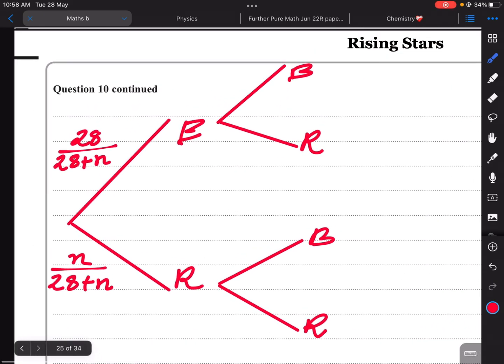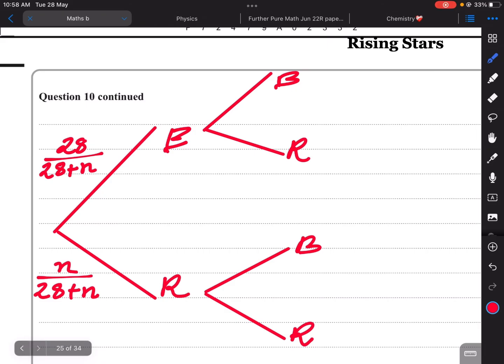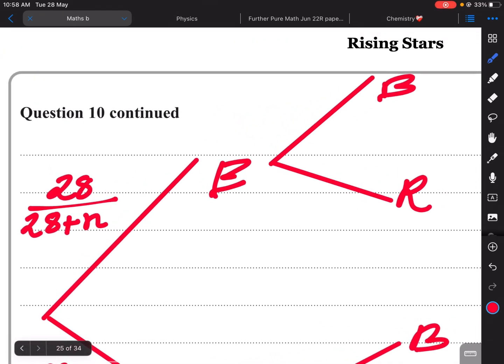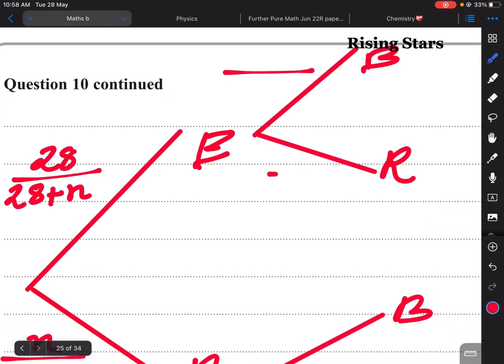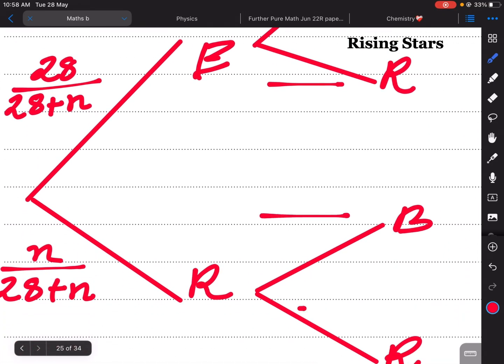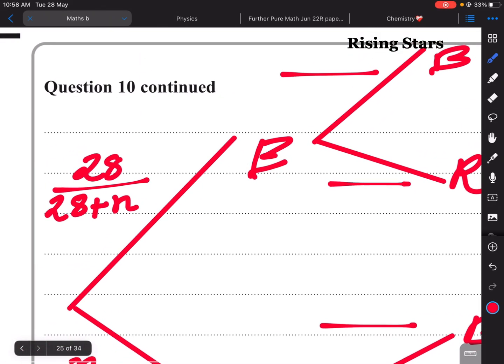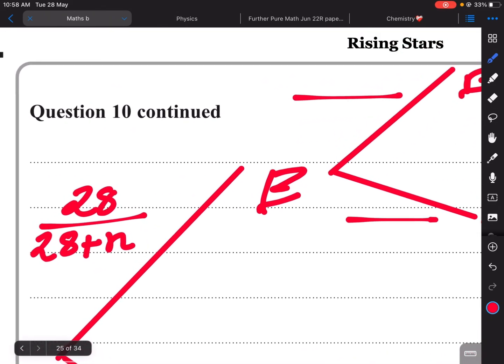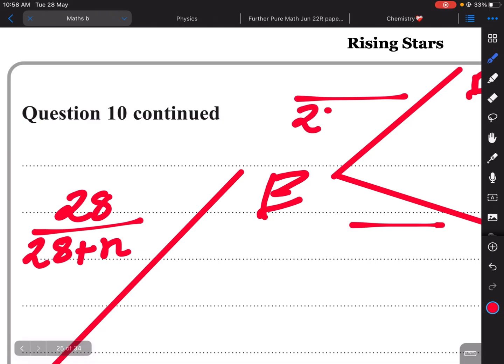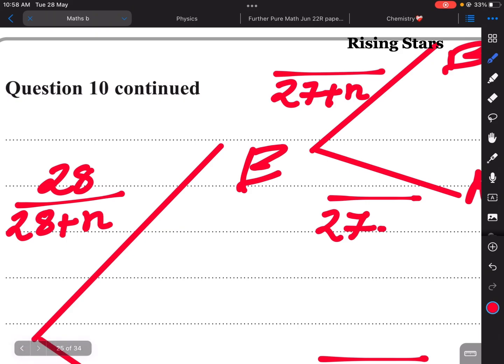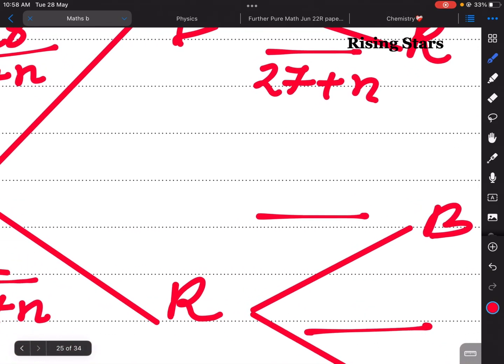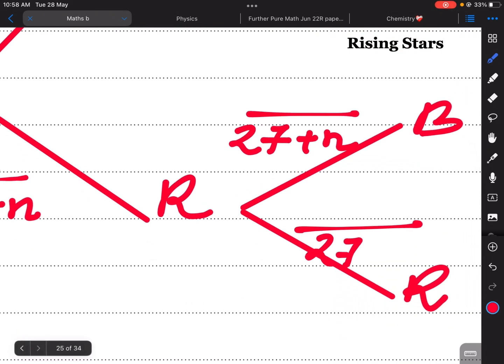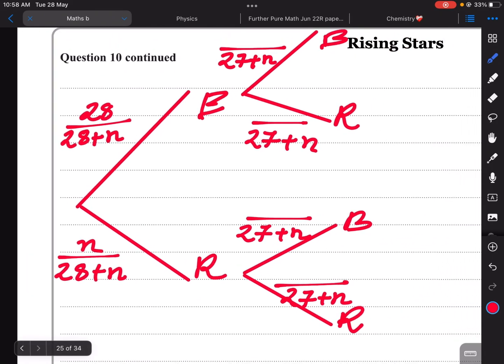After the first pick, as we were discussing, one bit is removed, so the total number in each case will be less by 1. So 28 plus n was the previous total, and now if we reduce by 1 we will have 27 plus n. That is for sure.